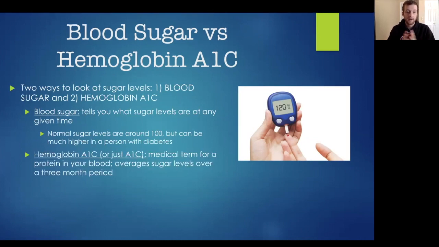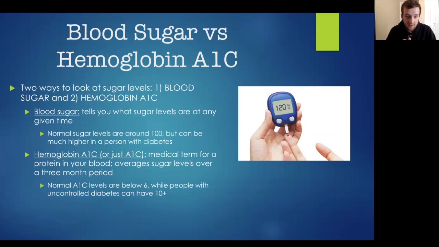Next, let's talk about hemoglobin A1C. This is a fancy medical term for a protein within your blood. This protein helps medical professionals determine the average blood sugar for a patient over the last 3 months. These levels are typically below 6. However, in diabetics, we can occasionally see A1C levels above 10.